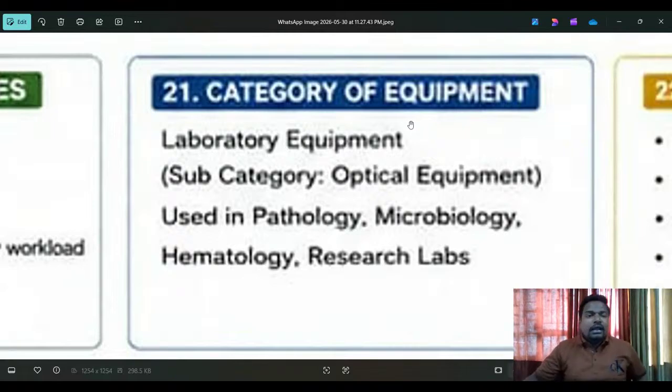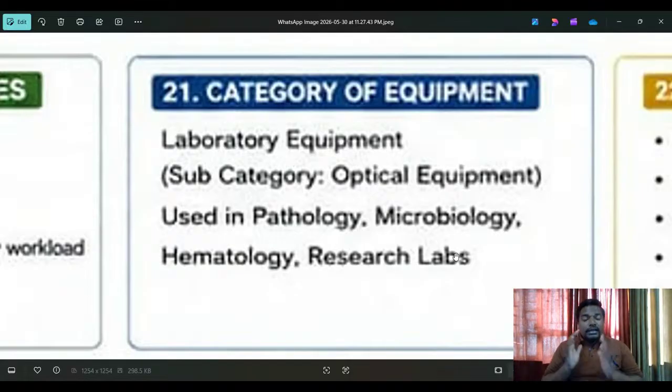Okay, right. Now see here, category of equipment: laboratory equipment, subcategory optical equipment, used in pathology, microbiology, hematology, and research labs. In these categories, this equipment is the most important. By using this equipment, we can find out micro level organisms and micro level specimens.